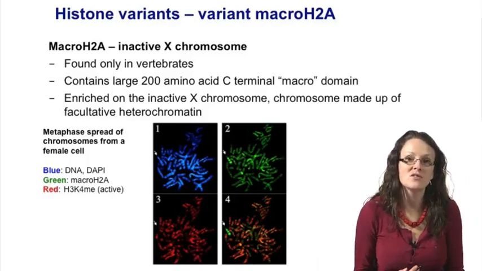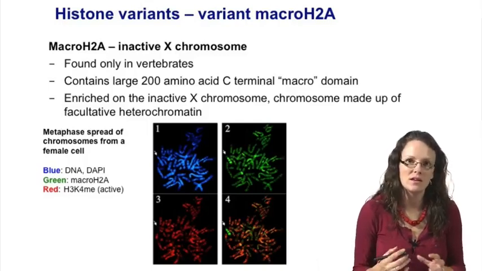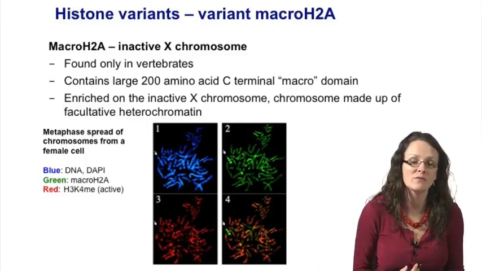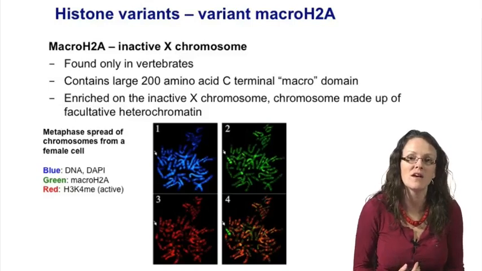It seems to be associated quite densely with the inactive X chromosome. X inactivation only happens precisely the same way in mammals, so perhaps then it wouldn't be surprising that macro H2A would only be found in higher organisms, only found in vertebrates.